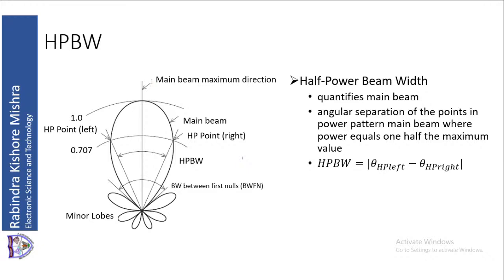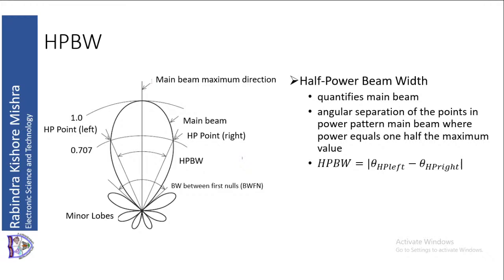All lobes below that line are called the back lobes. All other lobes except the main lobe are minor lobes. Among the minor lobes, the lobes which are adjacent to the main lobe are called side lobes. So main lobe, side lobe, and except those, the others are pure minor lobes.